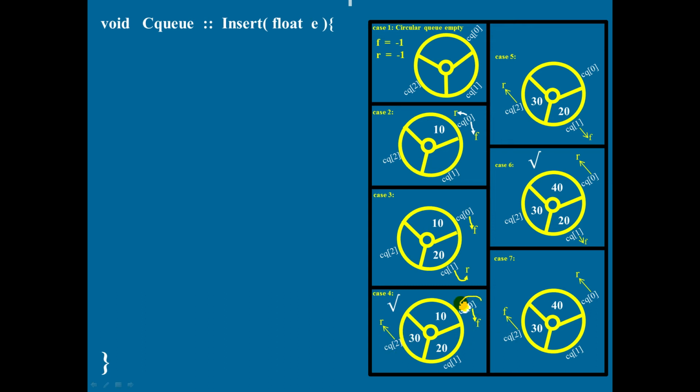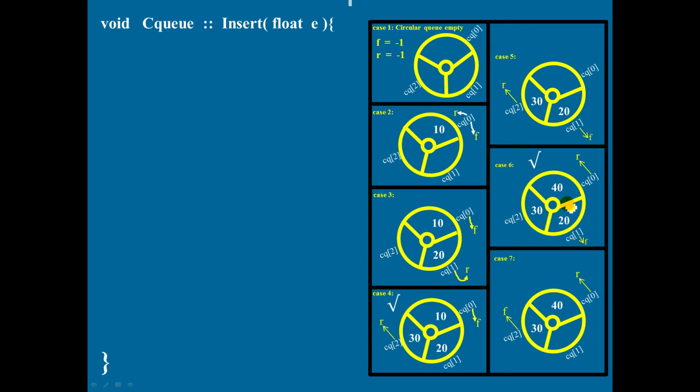That is, from index 0 to index upper bound elements are there, which means the array does not contain any vacant memory location, which means the circular queue is full. So one condition is f equal to 0 and r equal to upper bound, the circular queue is full.